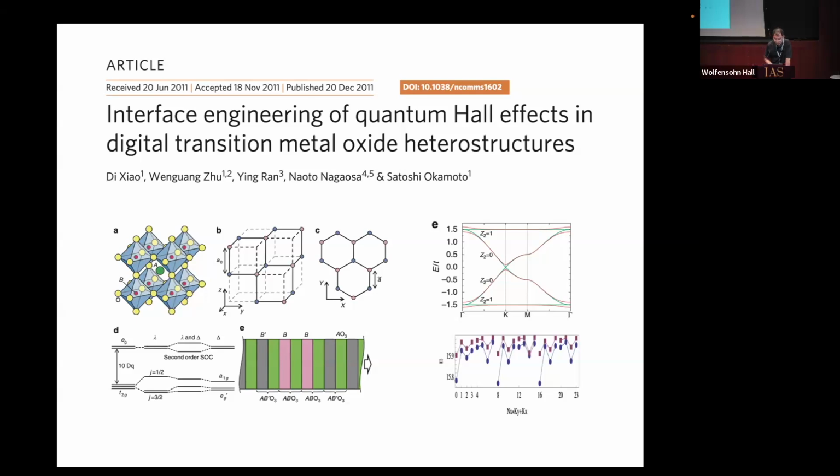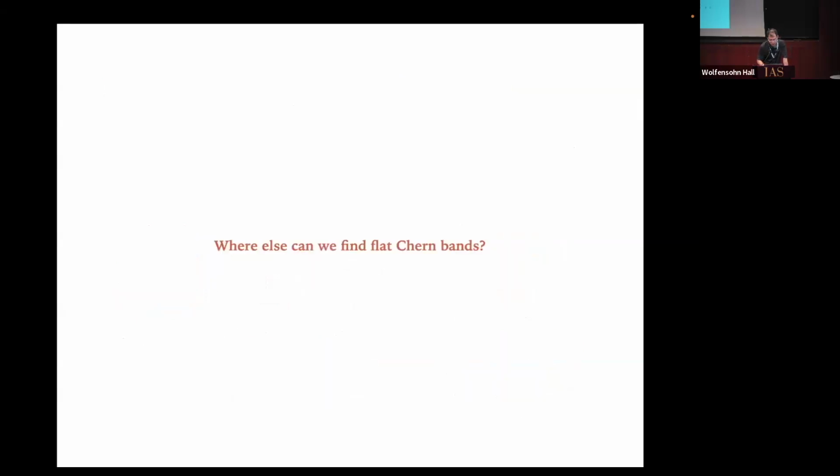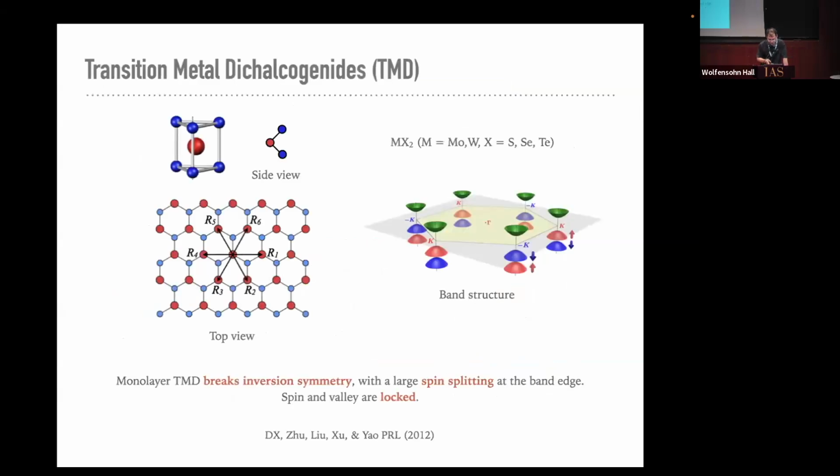Okay, so with this being said, where else can we find a flat Chern band? This is where the twisted transition metal dichalcogenides come into play. Let me go through some basic facts of this material system. This is a three-dimensional rendering of the unit cell. You have the transition metal sitting in the middle, and the top and bottom layers are sandwiched by chalcogen atoms such as selenium, sulfur, and tellurium.